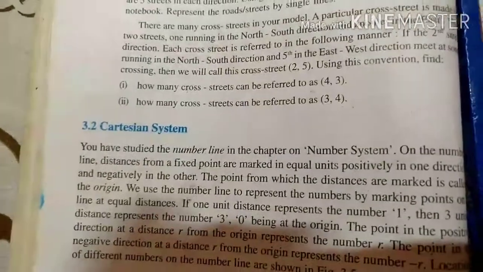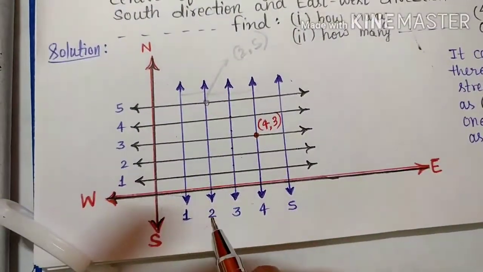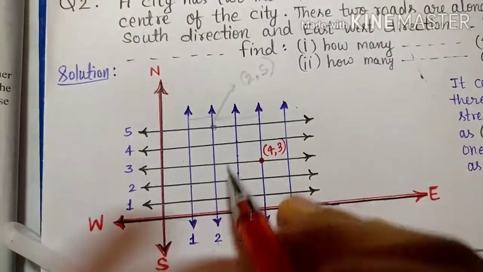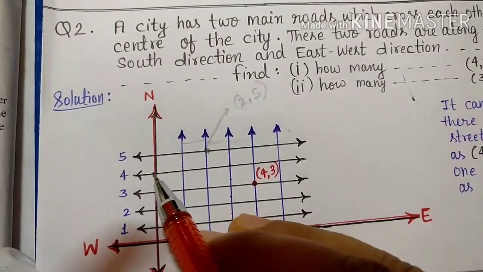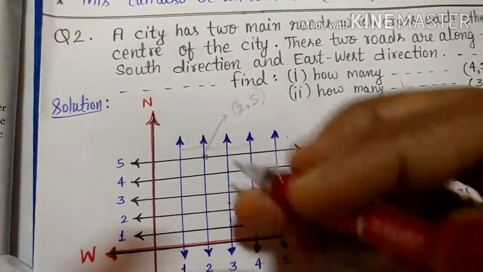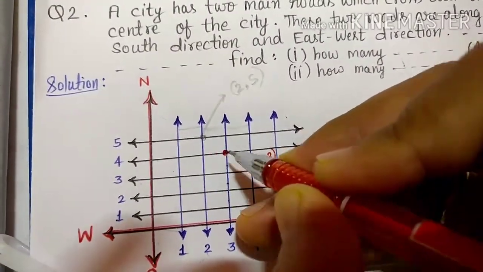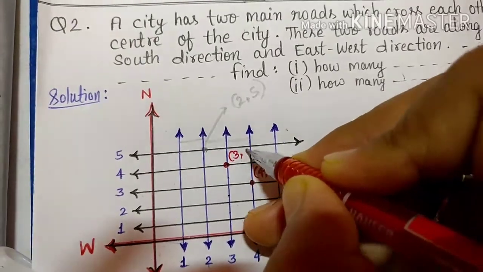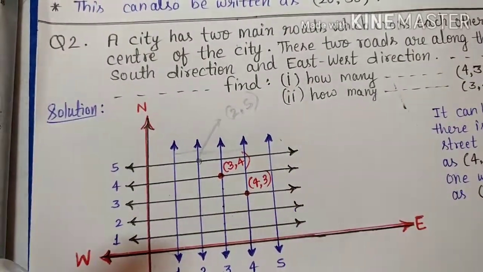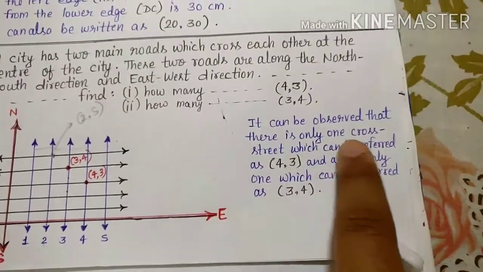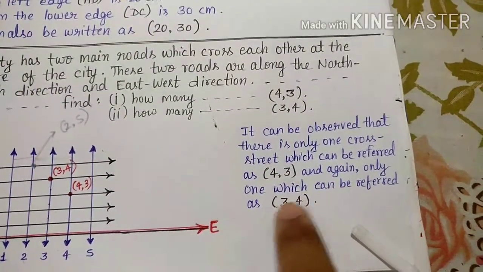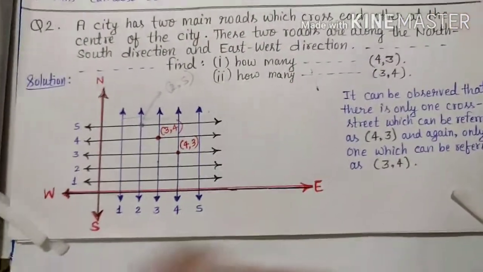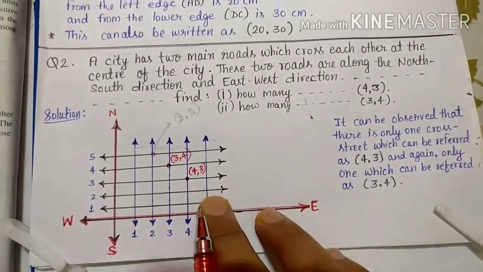Second part, how many cross streets can be referred to as 3, 4? So let's see again. 1, 2, 3, this one is 3, vertical one, and then 4. So 3 is vertical, and 4 we have to check horizontal. 1, 2, 3, 4. So 4 is going this one. So 1, 2, 3 and 1, 2, 3, 4. This point they are talking about, they are calling 3, 4. So 3, 4 is also only one. So we can say there is only one cross street which can be referred to as 4, 3, and again only one which can be referred to as 3, 4. So whatever they ask, you can identify them here. I hope it is clear to you.